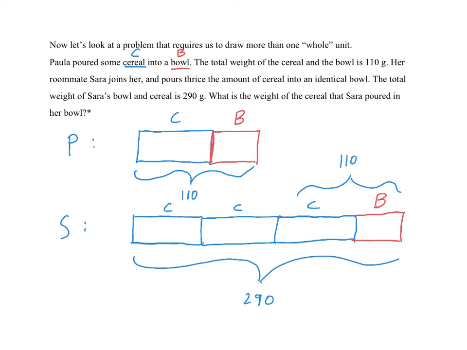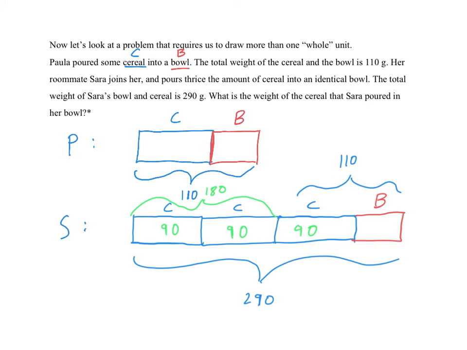And then the leftover amount would have to add up to 290. So we are left with 180 in amount. So this amount here must be 180 because 180 plus 110 is 290. And the objective, just like before, is to find that smallest unit. Our smallest unit in this case is 90. So 3 90s makes up the amount that Sarah has in terms of her weight of cereal.